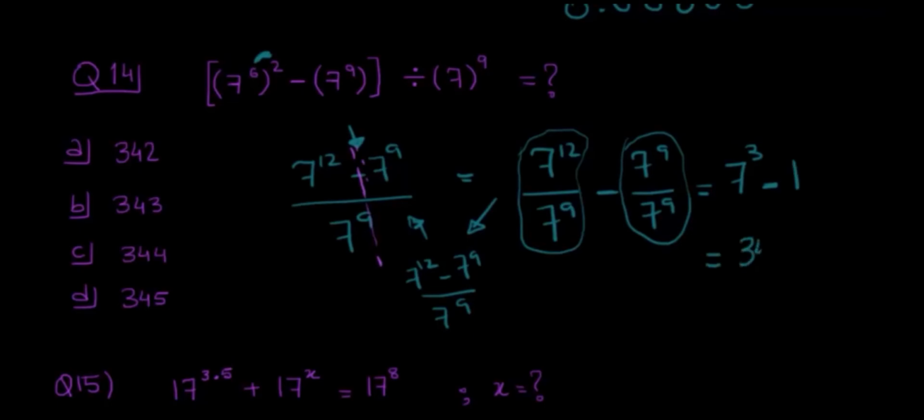7 cubed, I know is 343 because we did it in the numbers just before in the beginning of the lesson, and take away 1 because anything divided by itself gives you a 1. Take away 1 gives you 342.